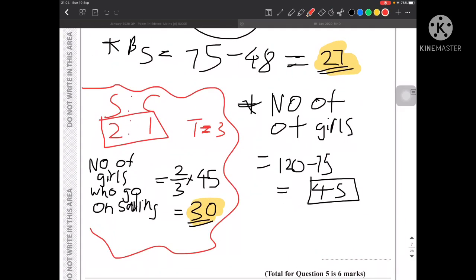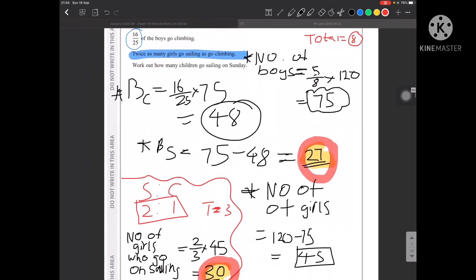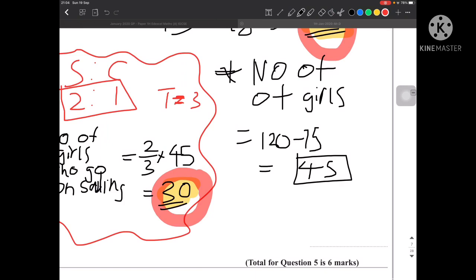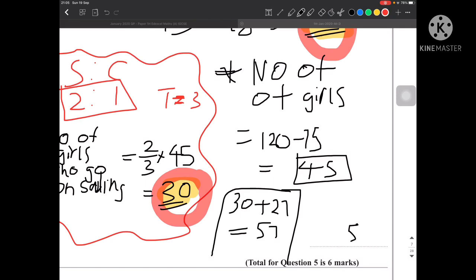So what we have is this 30 and 27 we have to add together, because these form the number of children, both girls and boys, who go on sailing. So again, work out how many children go on sailing on Sunday, which is 30 plus 27, which is equal to 57. So that's going to be our final answer, 57 there.